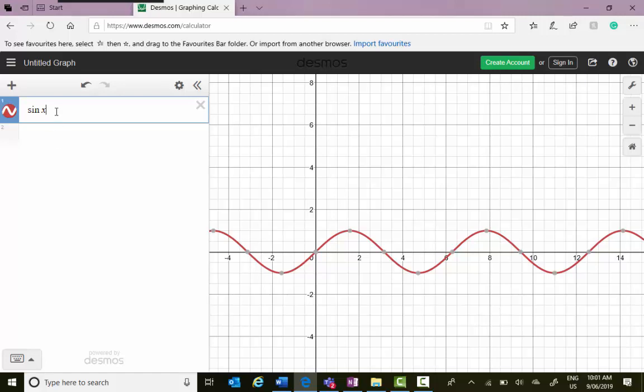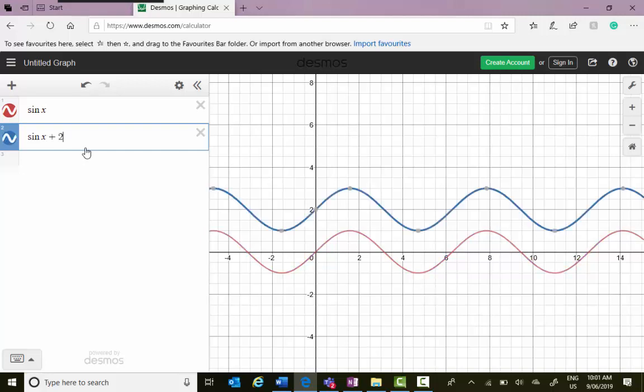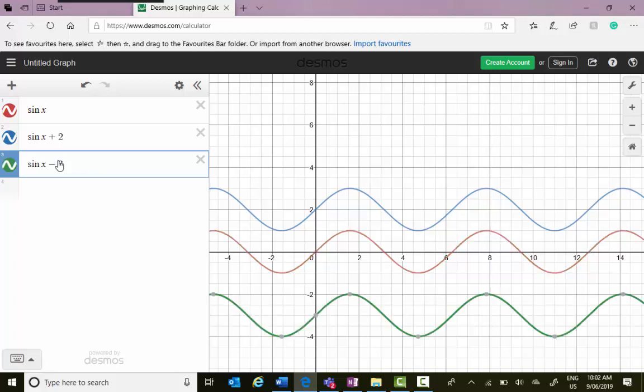The next bit is the D value. Let's do that next. This is sine of x. So let's do sine of x plus 2. It's just shifted everything up 2, hasn't it? So it's made the median part of the wave, or the rest position of the wave, increase by 2. Let's try that with sine of x take 3. And it's pulled everything down 3. So the rest position of the wave is around negative 3 now instead of around 2.